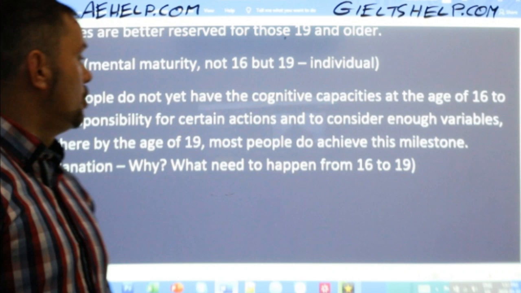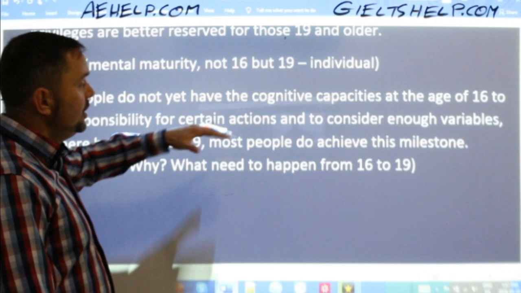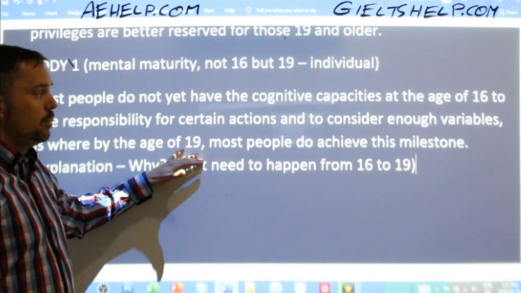Okay, so give me the explanation here, all right? So explain this. Why don't 16-year-olds have this yet? Why do 19-year-olds start to have this? So what is it, the difference?